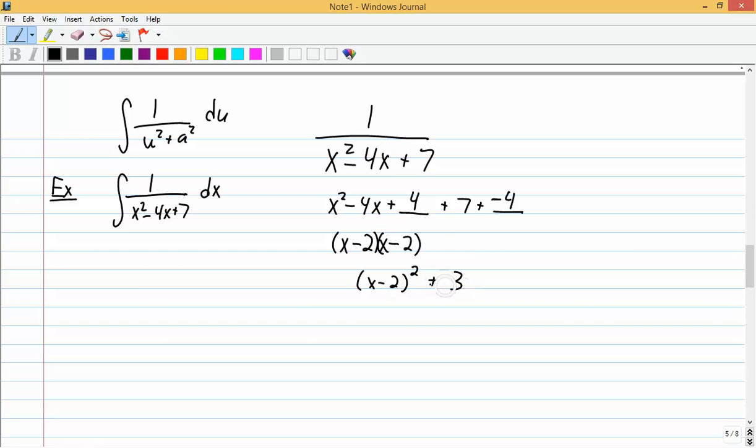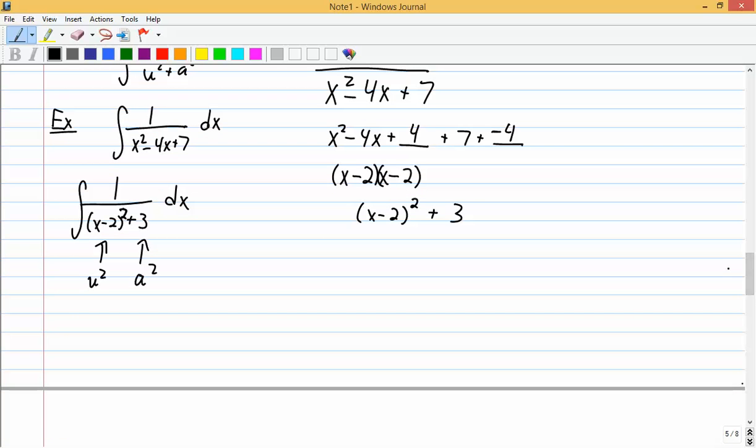So all we've done is we've applied an algebra trick called completing the square, and now we've rewritten this, which rewrites my integrand in a way that I have 1 over u squared plus a squared. And so now that my integrand is in that form, you do have to make sure that you write down what your u is equal to. Your u is going to be x minus 2, so your du would have to be 1. You do have to check and make sure that your du is present, so it's just a constant, so that's okay.